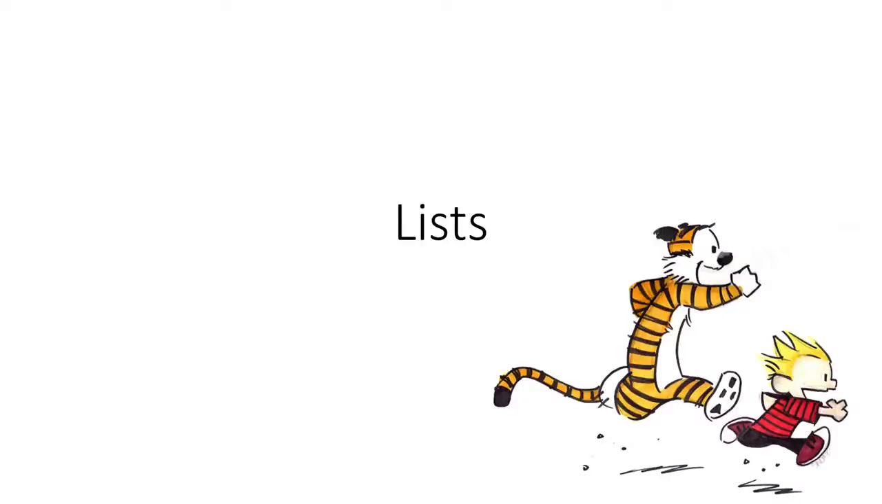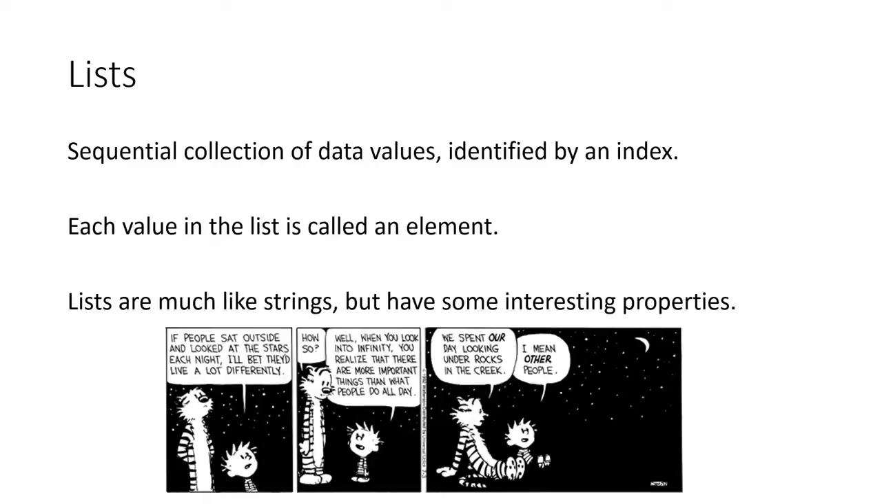Hello students. Today we're going to talk about lists in Python. Lists represent a sequential collection of data values identified by an index. You can think of a list as a way to store a collection of other data values or variables. Each value in the list is called an element.